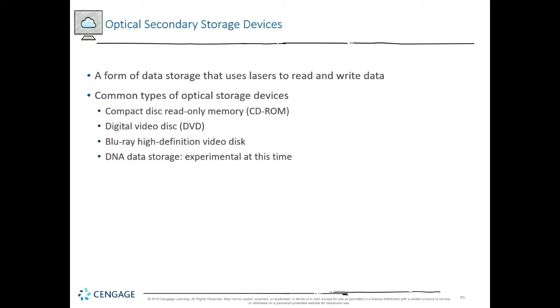Optical secondary storage devices use lasers to read and write data. Common types of optical storage devices include compact disc read-only memory, CD-ROM, digital video disc, DVD, and Blu-ray high-definition video disc. DNA data storage is experimental at this time.